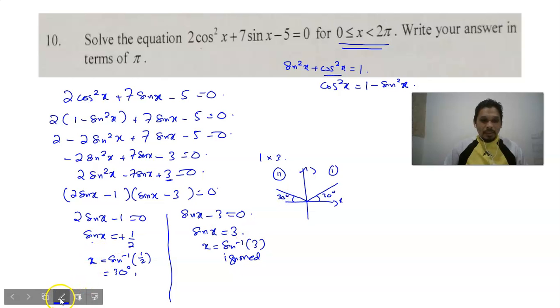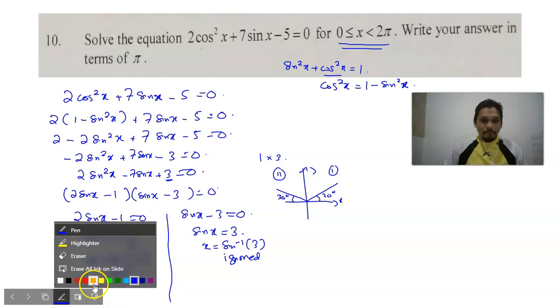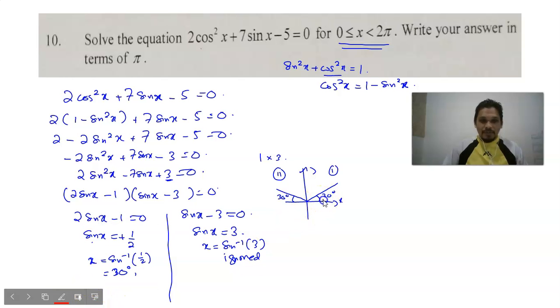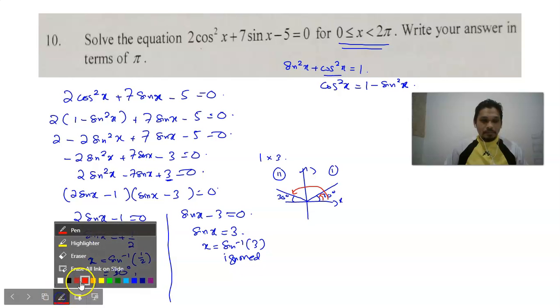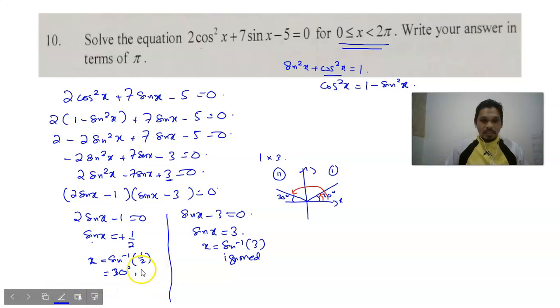Now the first angle is 30 degree. Okay, the first one. The second angle here, it is 180 degree minus 30 degree, which is 150 degree. But then write your answers in the term of pi.